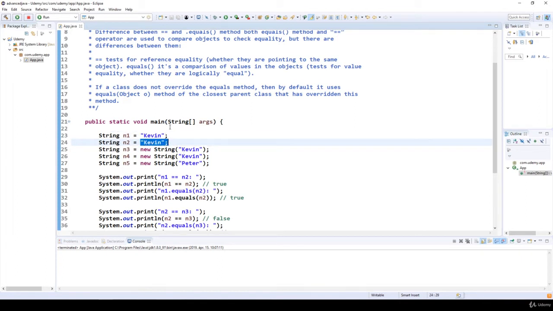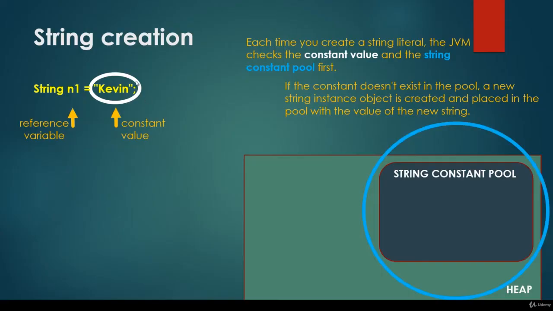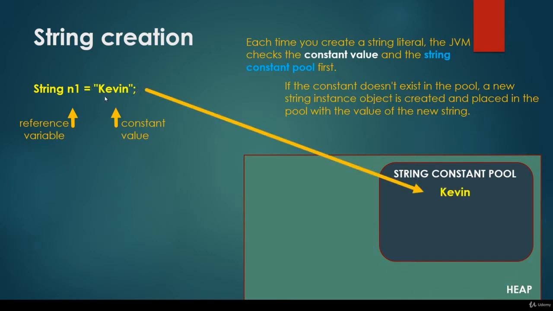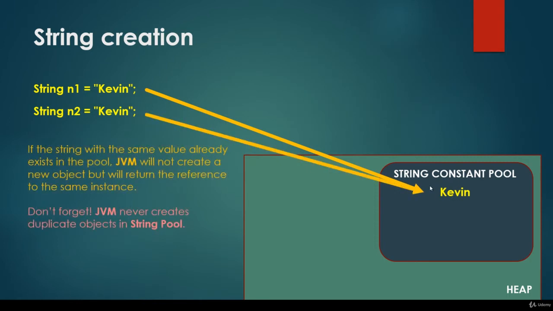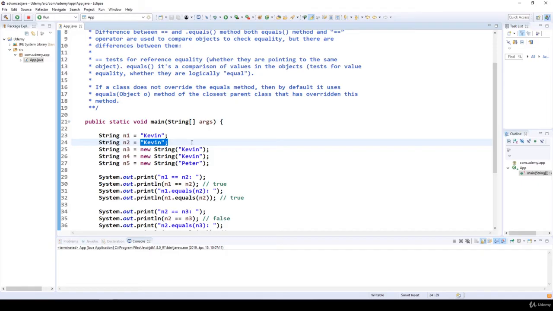This is exactly what we have been talking about in a previous lecture: Kevin is going to be inserted in the string constant pool, and whenever we create another string with the same value Kevin, it is going to be pointing to the same location. So as you can see, there's just a single Kevin in the constant pool, and both of the strings are pointing to that given location. Which means that if we check with the double equals sign, which tests for reference equality, so whether they are pointing to the same memory location or not, then n1 and n2 is going to be true.